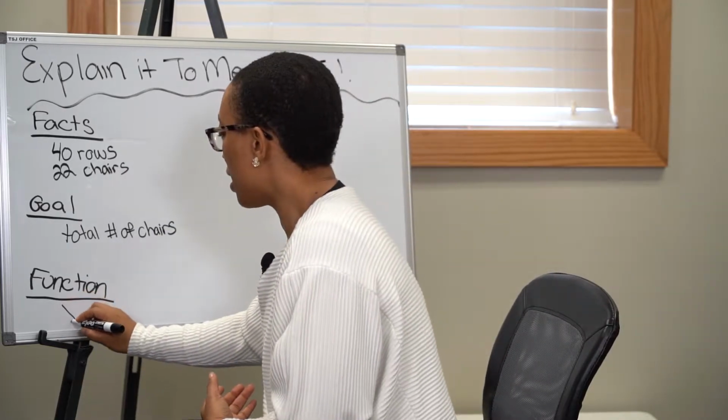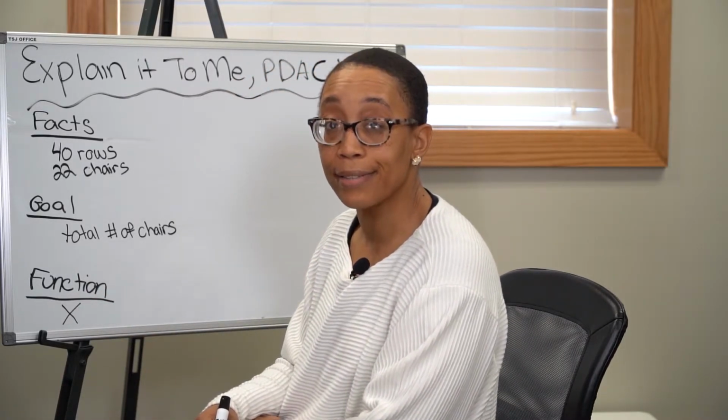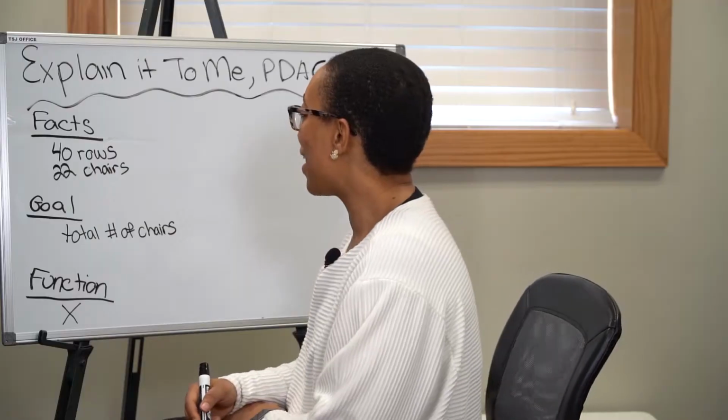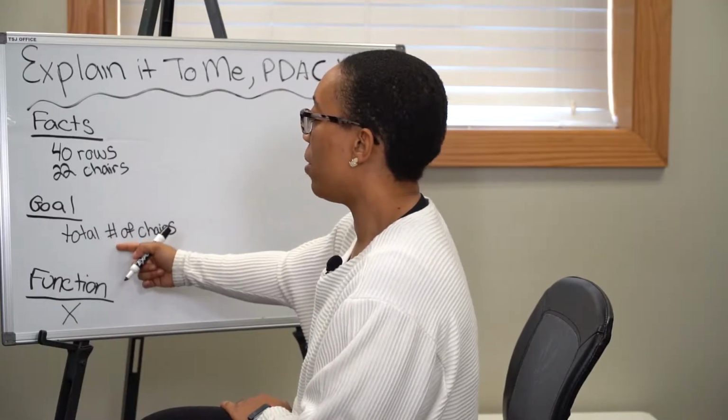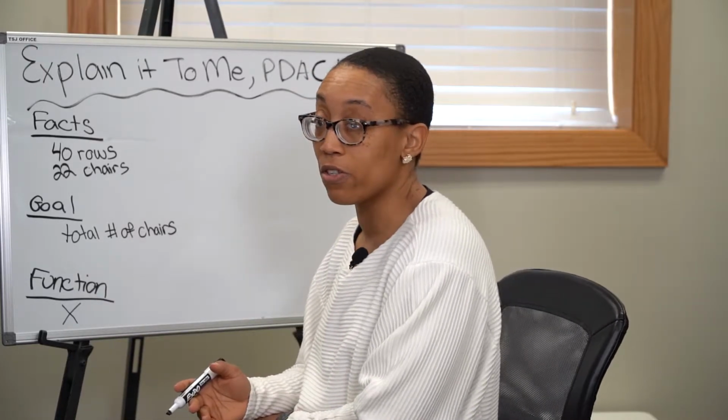So the function is x, which we know stands for multiplication. In this case, it stands for multiplication, this type of math. All right, so we know our facts, we know our goal, we know our math function. So that's step two. So step three is now we have to solve the problem.